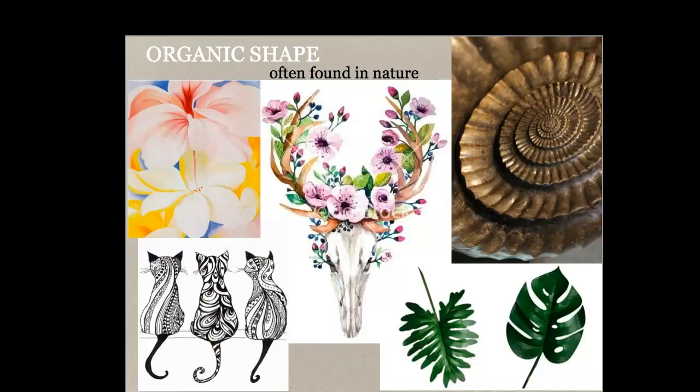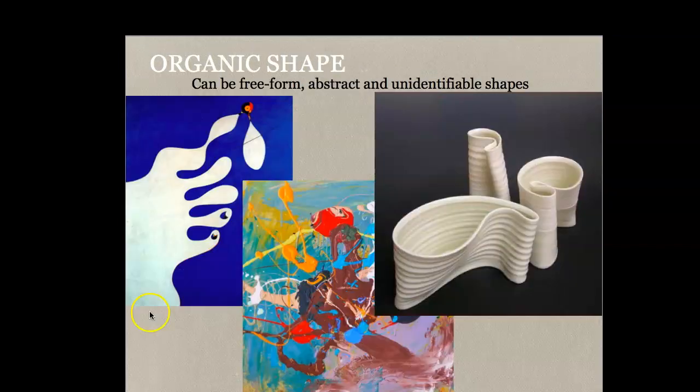Now, in comparison, we have organic shapes. Organic shapes are what we would find in nature, whether that be a rock, a leaf, or a cloud. Not so easy to measure, not so easy to describe, a little bit different. Organic shapes can be free of form, very abstract, or just unidentifiable.